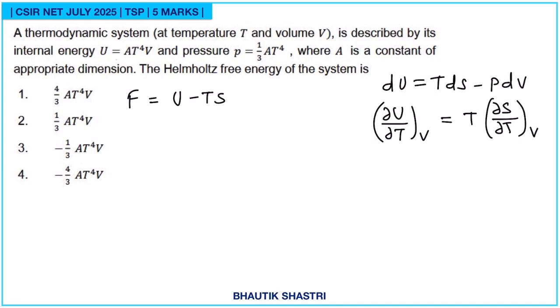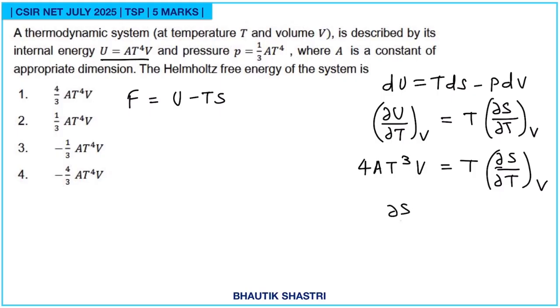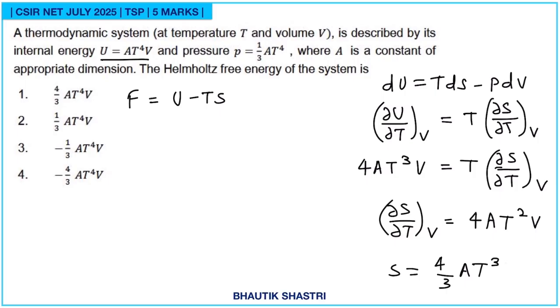So differentiate it with respect to T. So it is 4aT cube V is equal to T into dou S by dou T at constant V. So dou S by dou T at constant V is equal to 4aT square V. So from here S will be equal to integrated with respect to T. So this will be T cube by 3, so 4 by 3 aT cube V. Some constant will be there, we can take it to be 0.